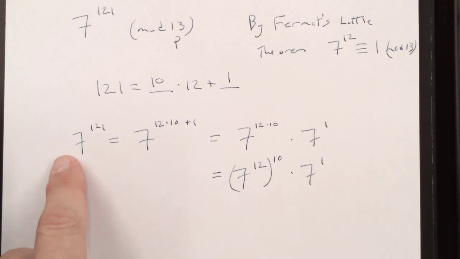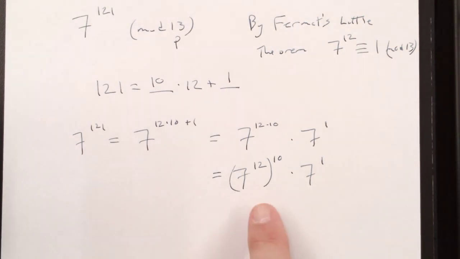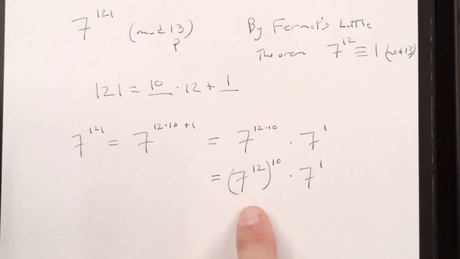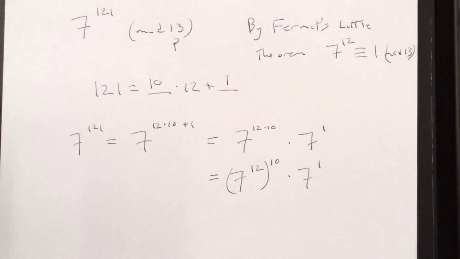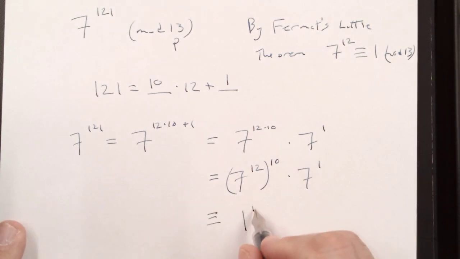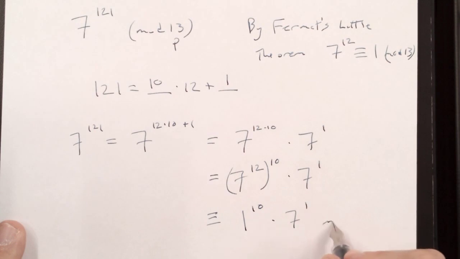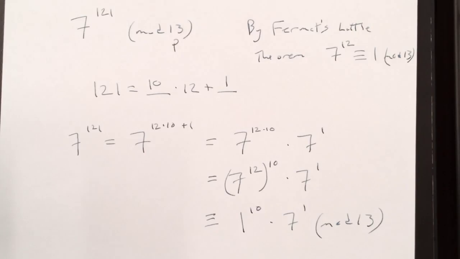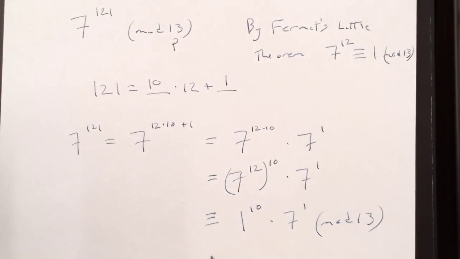I want to apply mod 13. And if I apply mod 13, I can apply it to each part. And every time I do 7 to the 12th, I get a 1. What's 1 raised to any power? I'm done. The answer to this problem is 7.